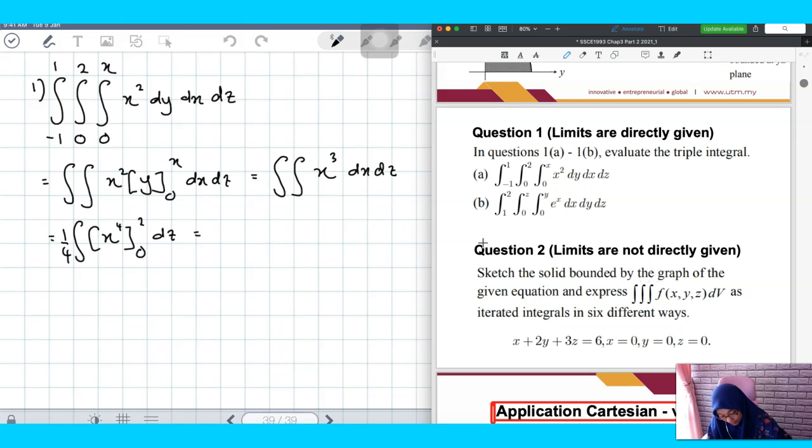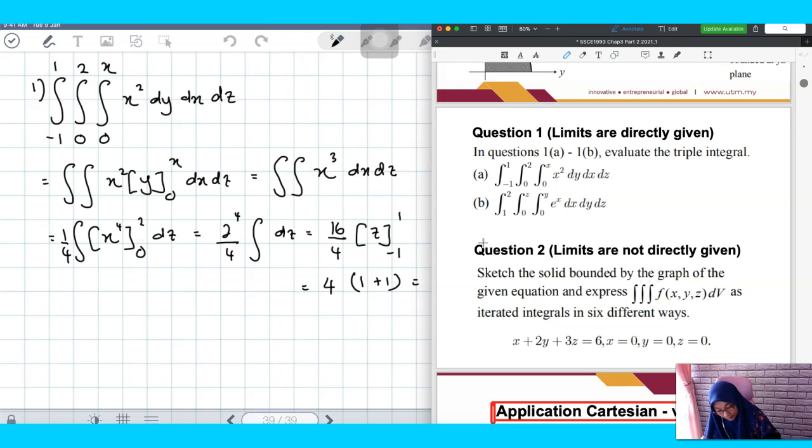And you will get 2 to the power of 4 over 4 minus 0, dz. So 16 over 4, z from -1 to 1. So 4 times (1 plus 1), so you will get 8.